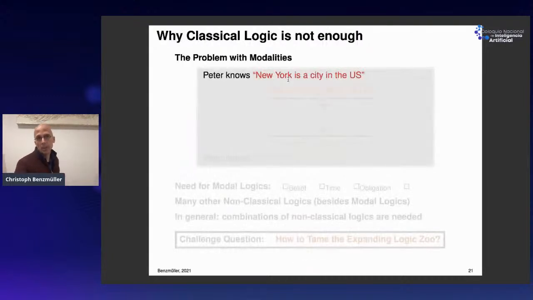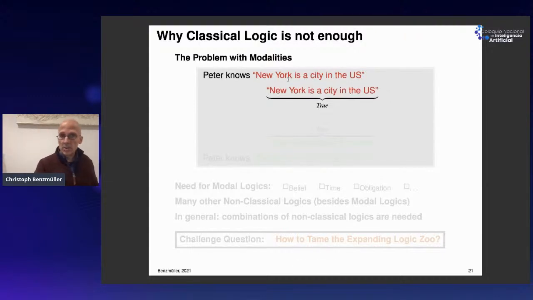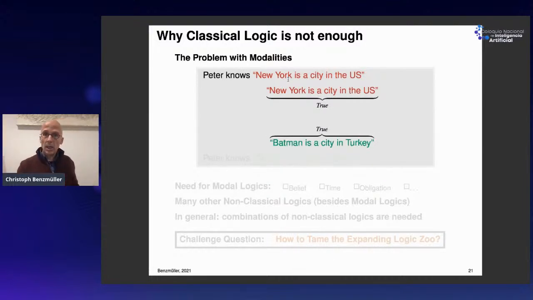Well, here's an example. The problem has to do, for example, with modalities. Knowledge is such a modality. Peter knows New York is a city in the US. Assume Peter is living in New York, and of course he knows it's a city in the US. So that's a fact in the world. But there are more facts like these. So there's also a city in Turkey that's called Batman.